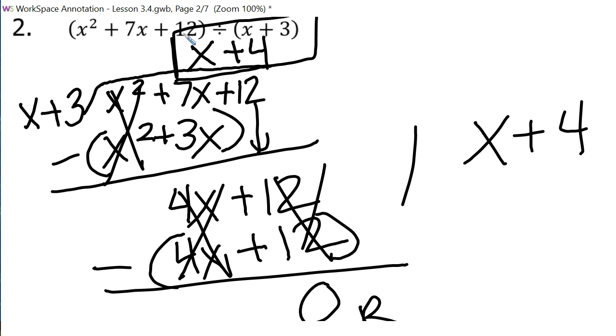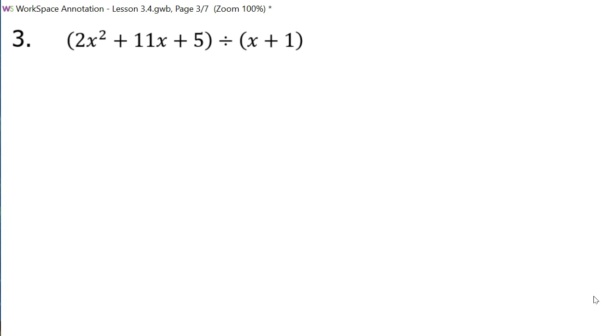If you have a remainder that is not 0, you will have to add it to your answer. And we will have examples where you can see that. Okay, more practice. Number 3.